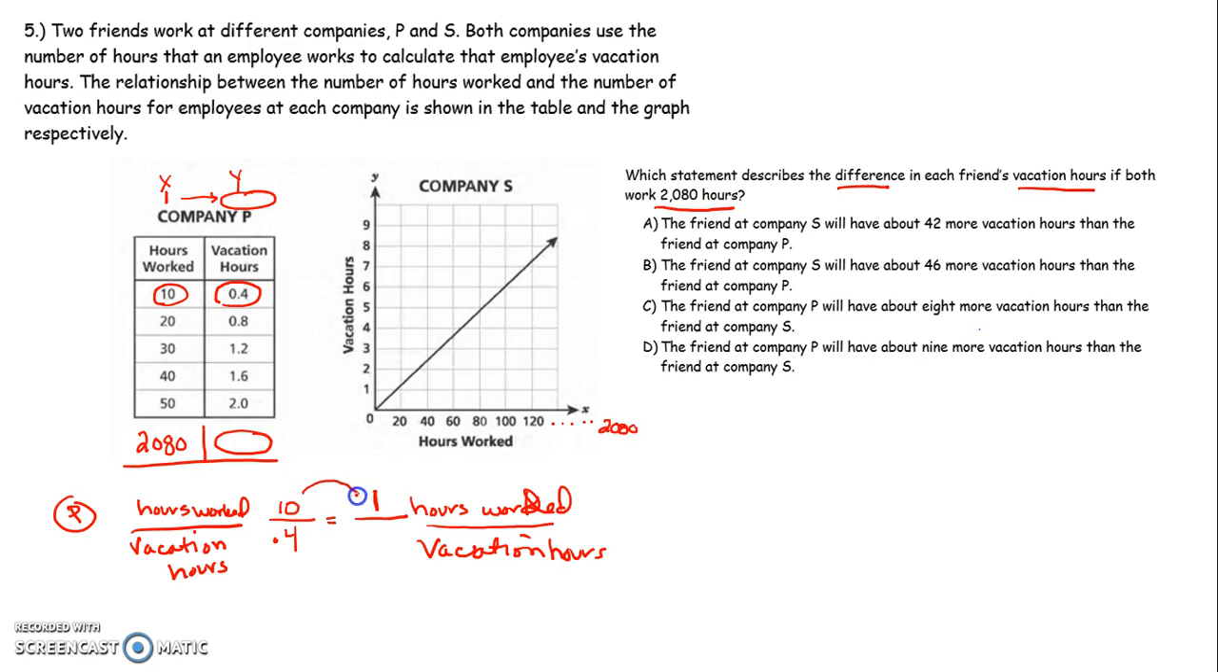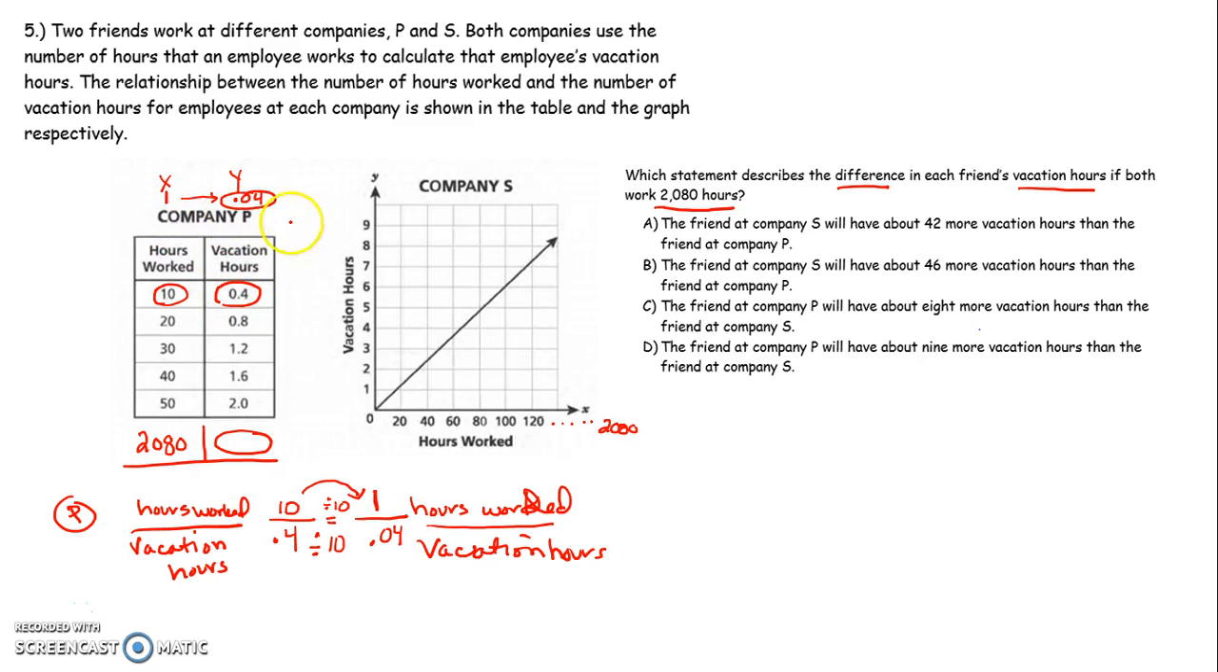So I could take 10 divided by 10 to get down to 1 hour, which means I'd have to take 0.4 divided by 10. And what's 0.4 divided by 10? 0.4 divided by 10 would be 0.04. You're going to divide by a factor of 10, and you can check that on your calculator. 0.4 divided by 10, 0.04. So that means for every hour I work, I earn 4/100 of an hour in vacation hours.